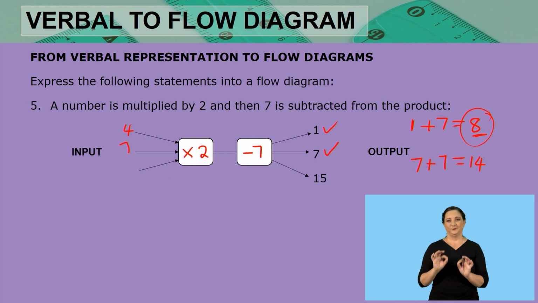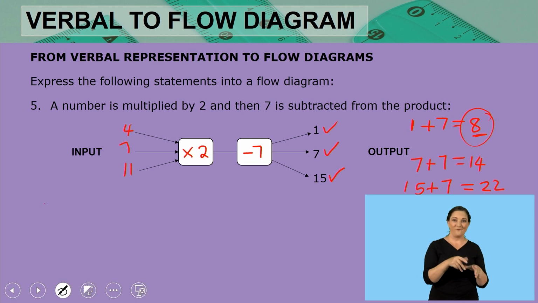And then the next one there, we have a 15. So from the 15, let's just add that 7 that was subtracted from that product. When we take 15 and we add 7, we get 22. So from 22, what is going to happen? What number is multiplied by 2 for us to get that 22? Yes, it is 11. You are absolutely correct. And those are the input values that we get from the given output values.